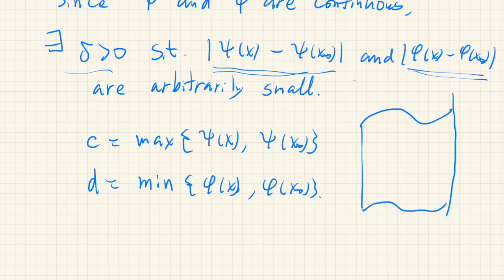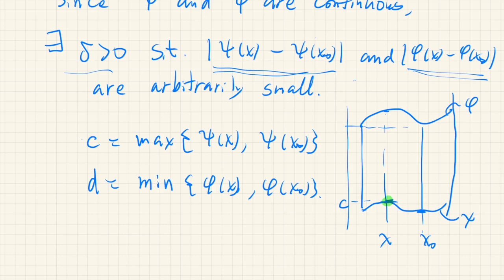So let's say this is x, this is x, and x0 here. So C is the maximum of, so this is psi, this is phi, the maximum of this and this. So in this particular picture, that should be this value. So this value should be C. And in this particular picture, the minimum of phi of x and phi of x0 is this one. So D would be this one. Okay.